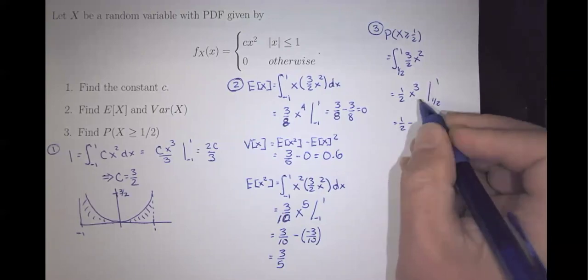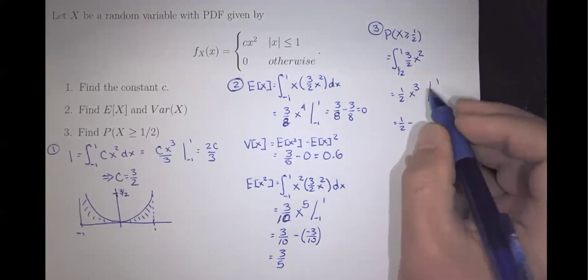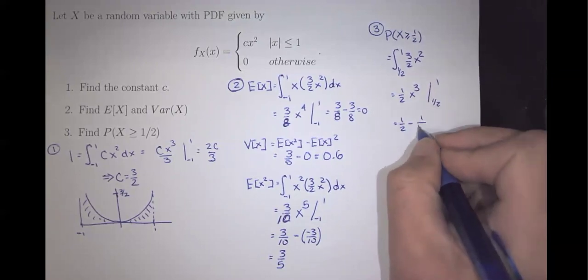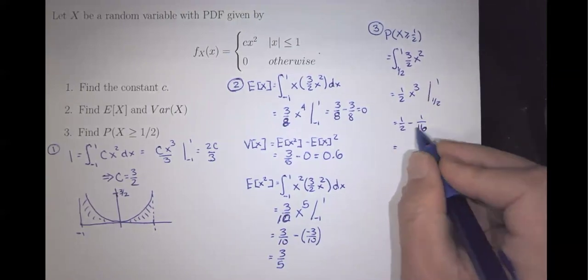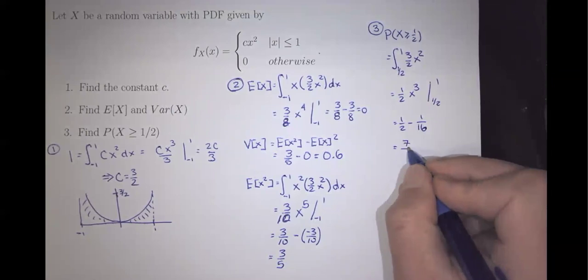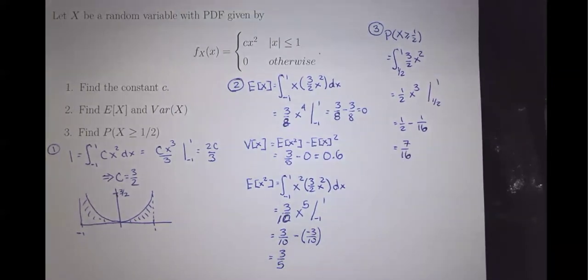When x is 1/2, we get 1/2 cubed is 1/8 times 1/2 is 1/16. So 1/2 is 8/16 minus 1/16 is 7/16. And so that's the probability that x is greater than 1/2.